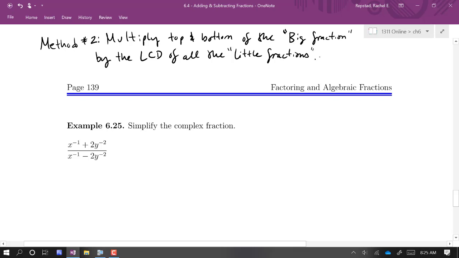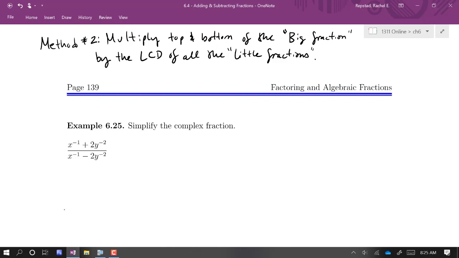So in example 625, we can try this out. The first thing I want to point out about this example, this fraction here, is that it might not at first look like a complex fraction. However, we know what negative exponents mean. We know that negative exponents means that something's in the denominator.